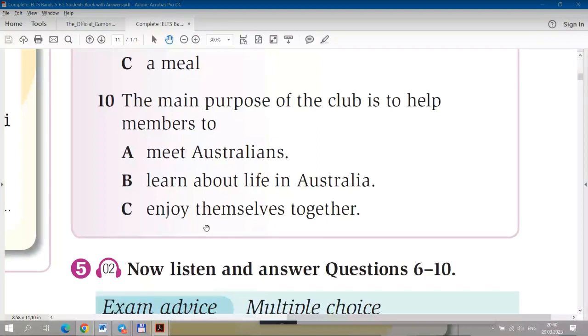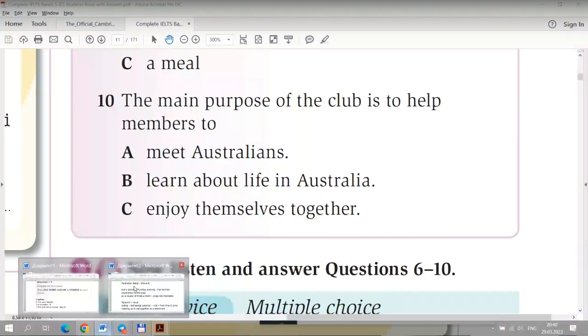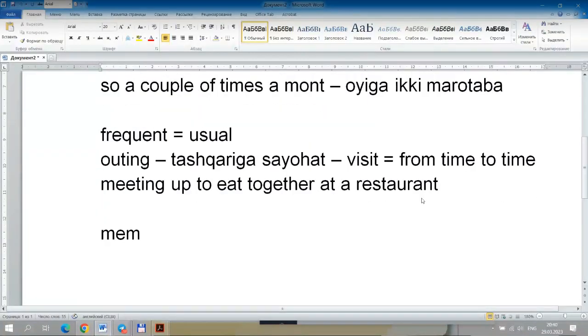Xo'p, birinchi gapi nima bo'lyapti? Members aren't just people from other countries. Xo'p, shu yerni yozaman. Members aren't just people from other countries.